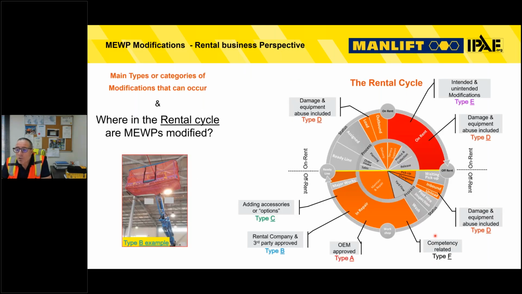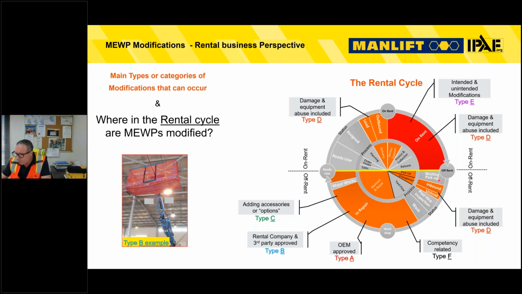Now remember, I'm discussing MEWP modifications today from the rental organisation perspective. So the main types of categories of modifications I'm going to talk about now can occur in what we call the rental cycle. This circle on the right-hand side is a typical rental organisation rental cycle. You can see the yellow line. Above the yellow line, we have the on-rent part of a rental cycle and all the processes involved there. And below the yellow line, we have the off-rent cycle and the processes that take place there.